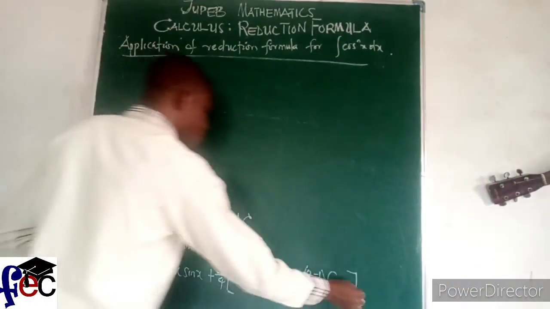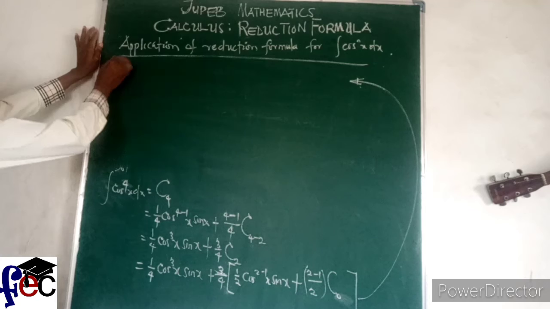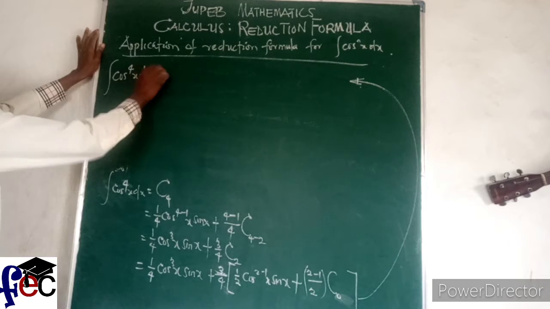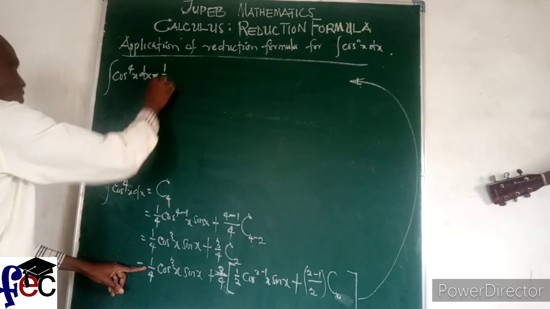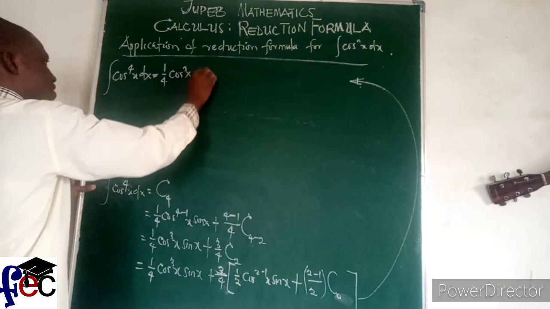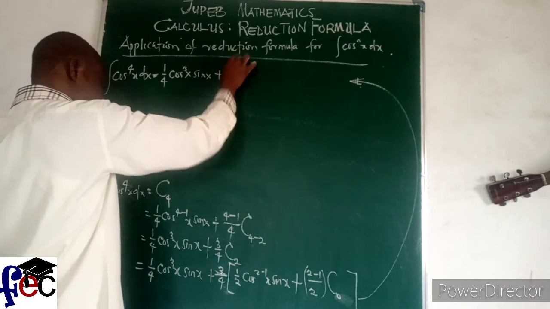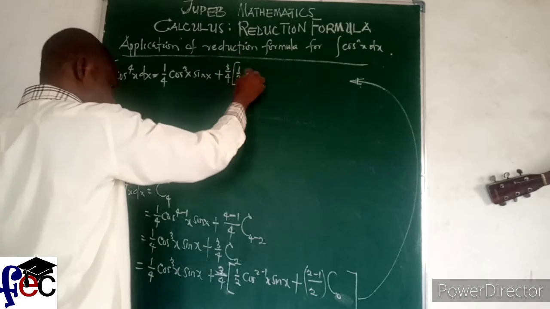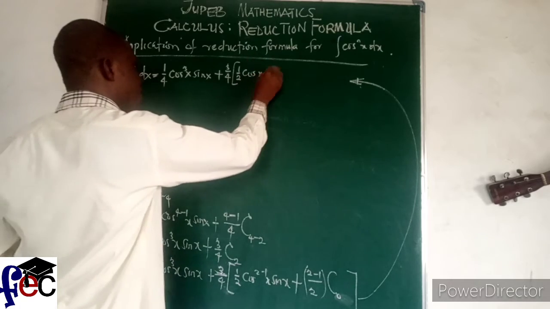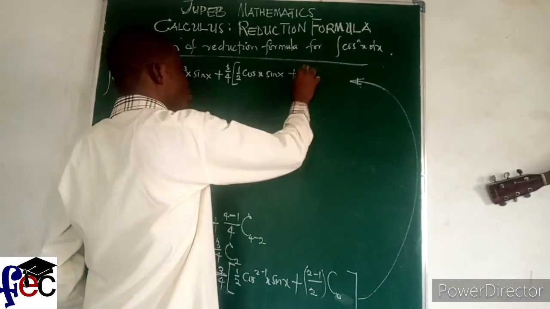So the result of this will become integral of cos dx will become 1 over 4 cos cube x sin x plus 3 over 4 into bracket 1 over 2 cos, what would this give us? Cos x. Then I have sin x. Then this will give me plus 1 over 2.